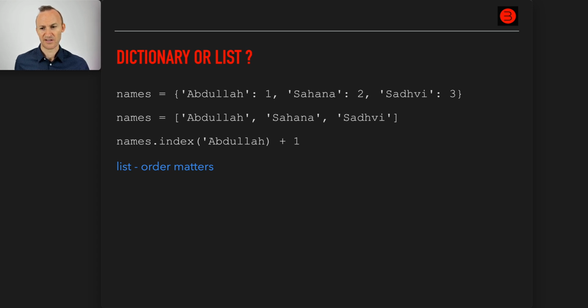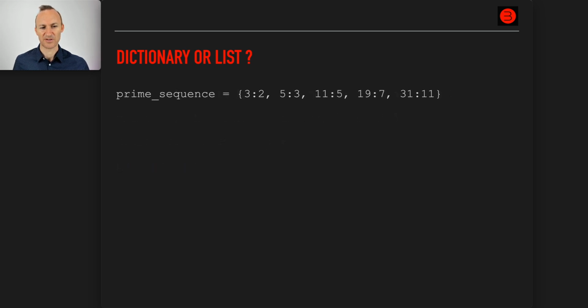So for instance, if you want to find who's associated with the number 3, you could go to the second index and then add 1 to it to find out, always. That would be tricky in the dictionary to find out who has it. A little trickier. Okay, let's look at the prime sequence.